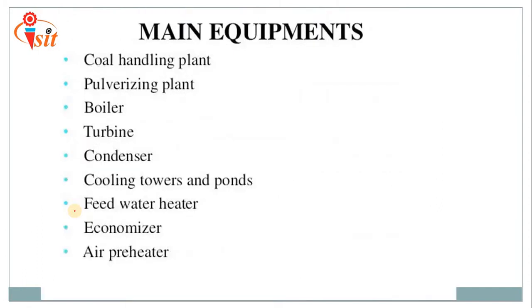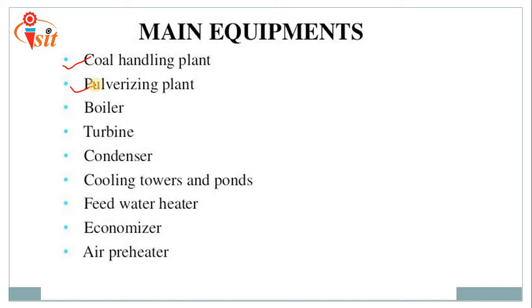So these are the various components of the steam power plant. That is, the coal handling plant is there. The coal handling plant is necessary for pulverizing the coal into small minute particles, in order to reduce the moisture content.